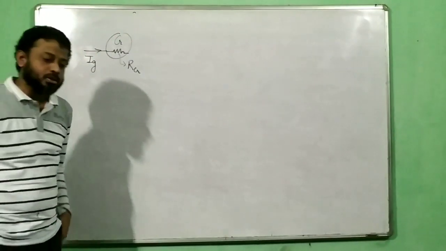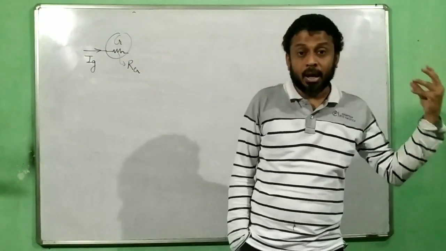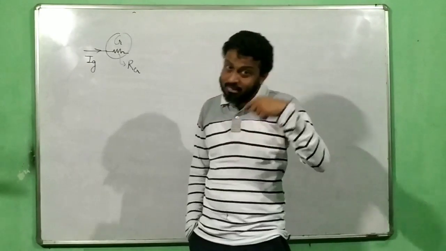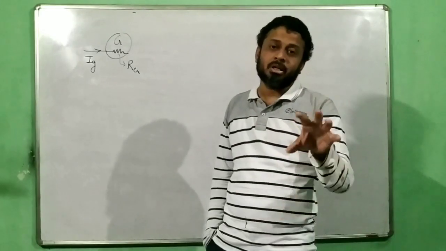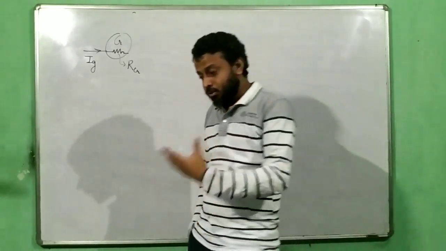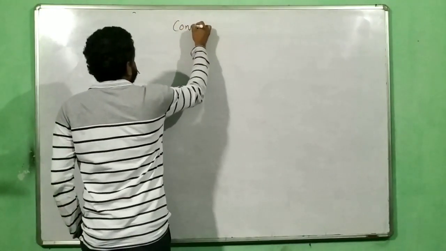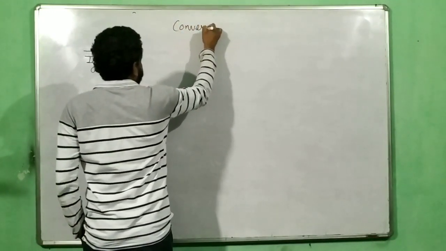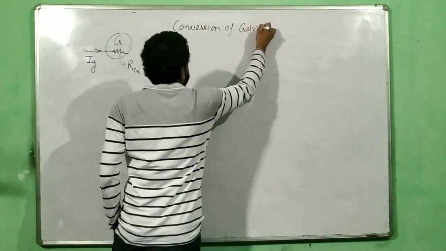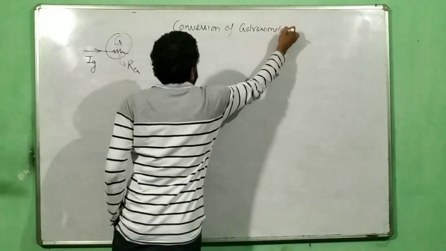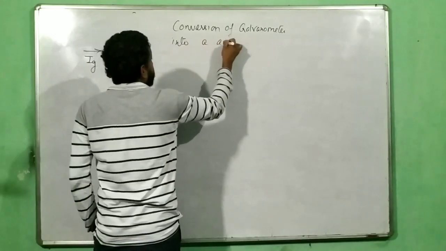And there comes our first topic: how to convert a given galvanometer into our desired ammeter. Then in the second part we are going to see how to convert a given galvanometer into a desired voltmeter. So we are now on this topic, that is conversion of galvanometer into an ammeter.